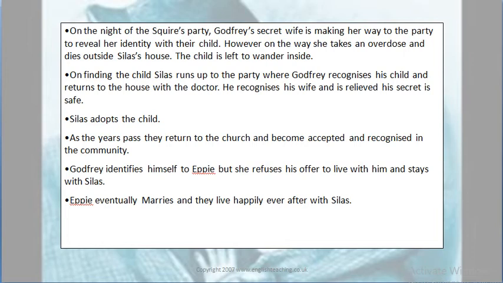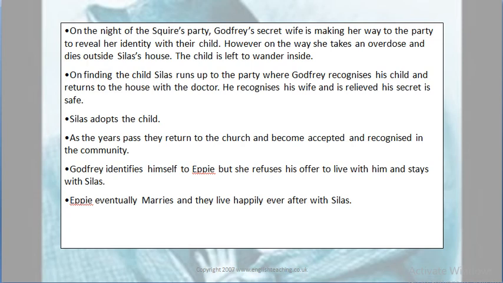Silas adopts the child. As the years pass, they return to the church and become accepted and recognized in the community. Godfrey identifies himself to Eppie, but Eppie refuses his offer to live with him and stays with Silas. Eppie eventually marries and they live happily ever after with Silas. So Silas acted as a role of father to Eppie, though the real father of her was Godfrey.